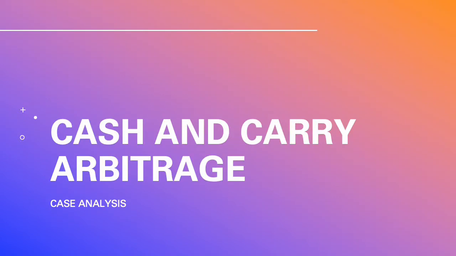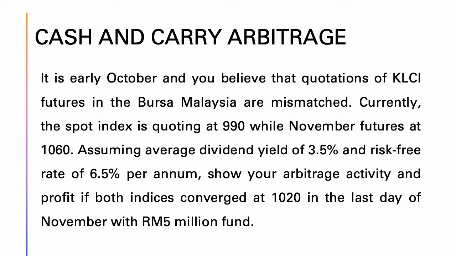Now we look at how to solve the cash and carry strategy for FKLI. This is an example of the question. It is early October and you believe the quotations of KLCI futures in Bursa Malaysia are mismatched. Currently, the spot index is quoting at 990 while November futures are at 1060. Assuming an average dividend yield of 3.5% and a risk-free rate of 6.5% per annum, show your arbitrage activity and profit if both indices converge at 1020 on the last day of November with RM 5 million of funds.